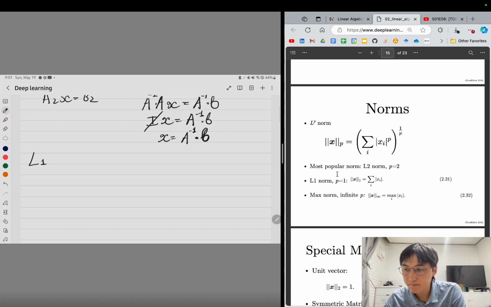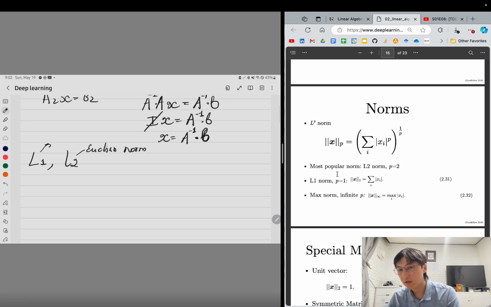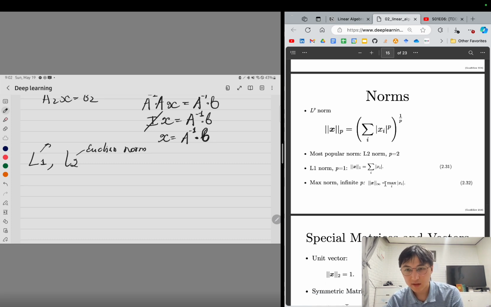We have L1 norm, we have L2 norm. L2 norm is the Euclidean norm. L1 norm I don't remember clearly. And there is also max norm and others. So it's just useful for finding the length of the vector. What is the length of the vector? And these norms usually come up in ridge regression and in classical machine learning algorithms. That's what I can tell about norms.